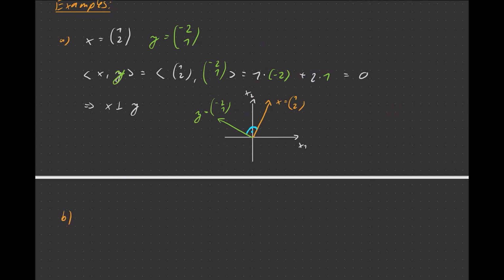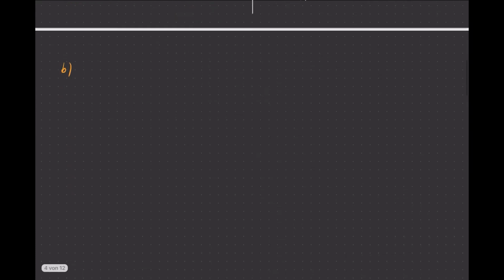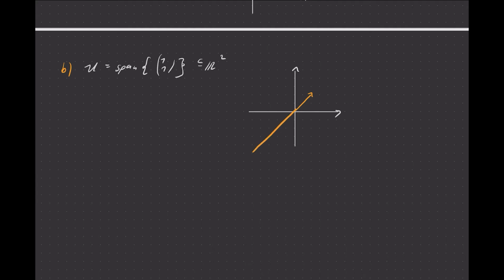Second example, let's see an example of a vector being orthogonal to a subspace. For that, we just use a subspace in R^2. Let's say we use the span of the vector (1, 1). That's a subspace of R^2. Again, we'll make a quick sketch here. So that (1, 1) is this vector here, and then the span of this is this here. So that is U. That is (1, 1).